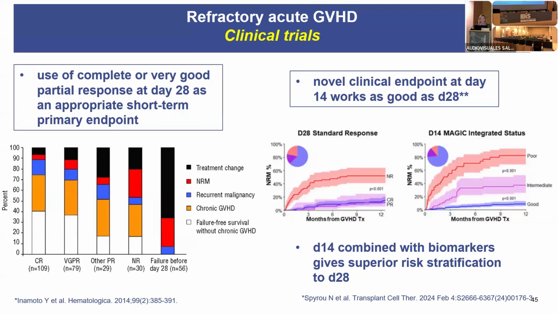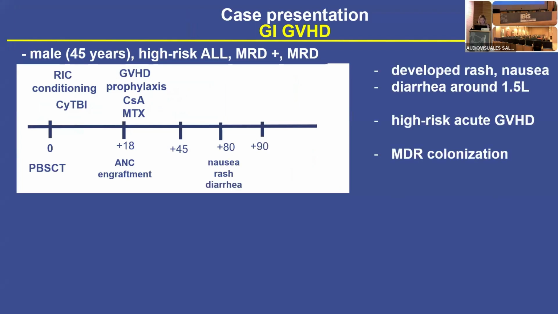Already 10 years ago, we had this hematological study that showed that complete or very good partial response at day 28 is an appropriate short-term primary endpoint. However, I did mention that it's actually hard to wait for 28 days in acute GvHD. And more recently, we have seen data that evaluating responses at day 14 can work as well as day 28. This is again a MAGIC study, and even when combined with biomarkers, it gives superior risk stratification to day 28.